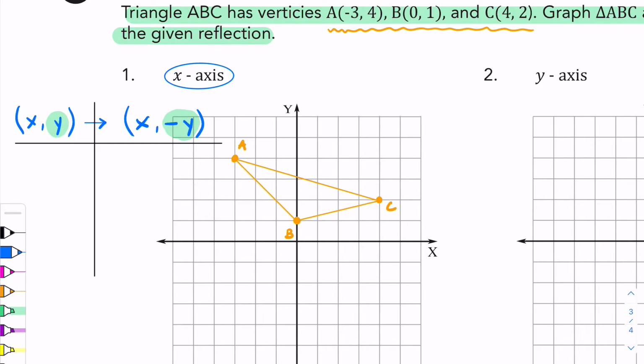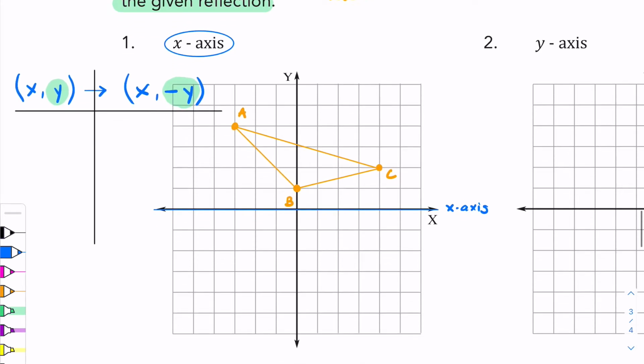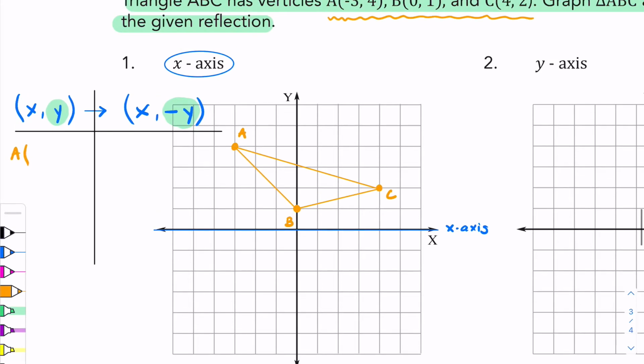We are reflecting across the x-axis, which is this line here. So now I'm going to apply my reflection rule, starting with point A. Point A is located at -3, 4. So when I apply the rule, A prime is going to be located at -3, -4. And I'm going to plot that point.